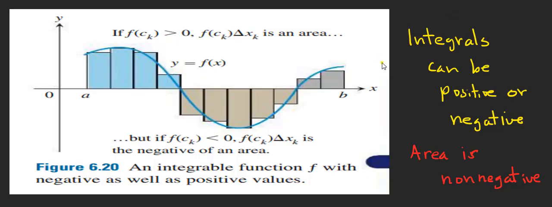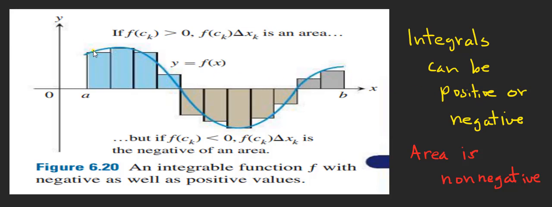Now you got to be careful. Integrals can be positive or negative, or it could be 0. But area is non-negative, which means area can never be negative. It is true that we use integrals to find the area, but remember, area is non-negative, where integral could be negative. And this is what I mean.